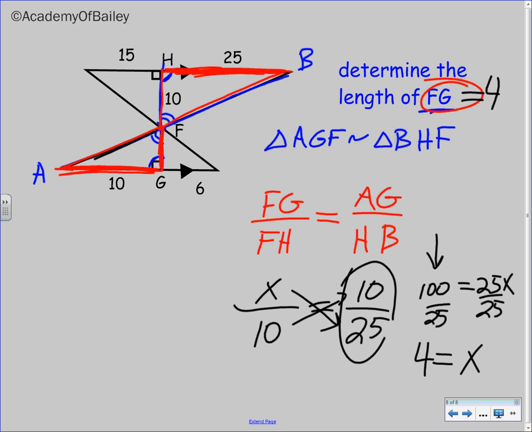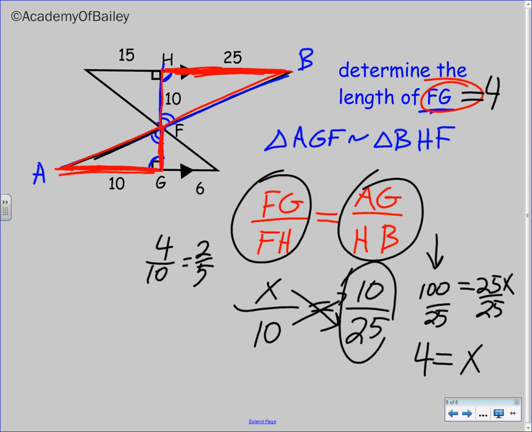And if we look, FG over FH is 4 over 10, which equals 2 over 5. AG over HB, 10 over 25, which is 2 over 5. So therefore, the corresponding sides of the triangles are proportional.